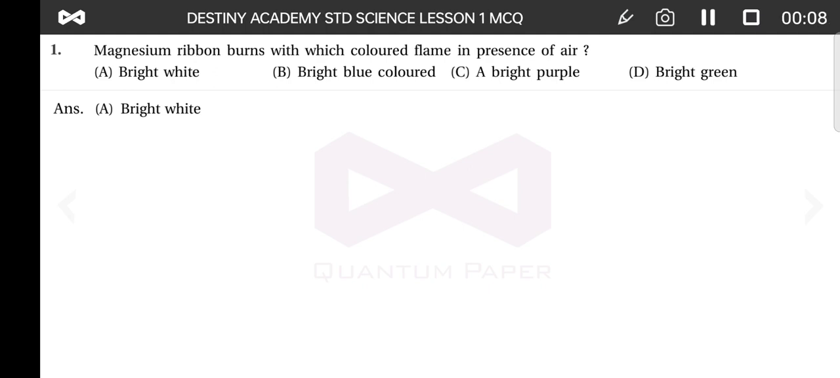Today we will solve MCQs of chapter 1 for standard 10th subject science. So first MCQ. Magnesium ribbon burns with which color flame in the presence of air? So the correct answer is bright white, option A.